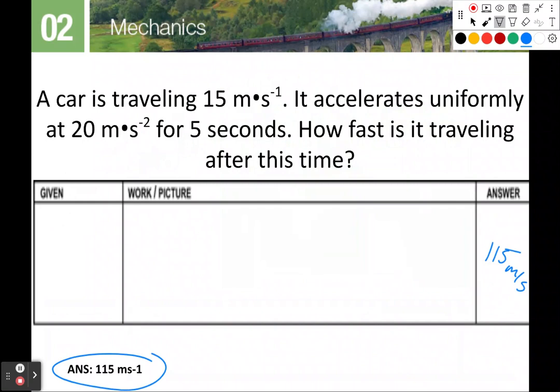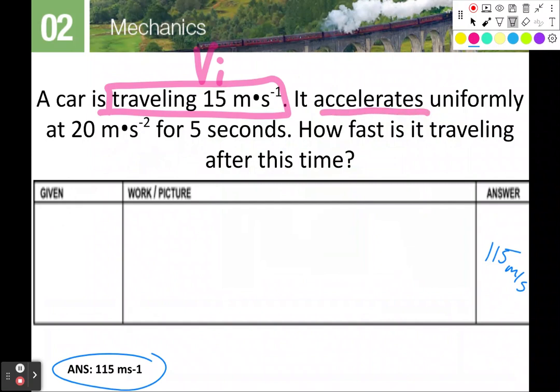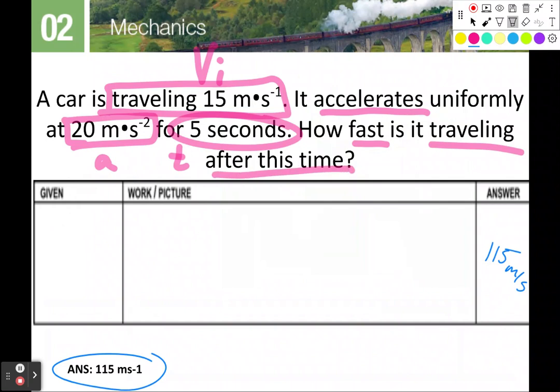Well, let's look at it real quick. If we look here and we say a car is traveling at 15 meters per second, that is our v of i, our initial velocity. It accelerates uniformly at 20 meters per second squared. That is our a. For how long? For 5 seconds. That's our t. It wants to know how fast we're traveling after this amount of time. That's our v of f.